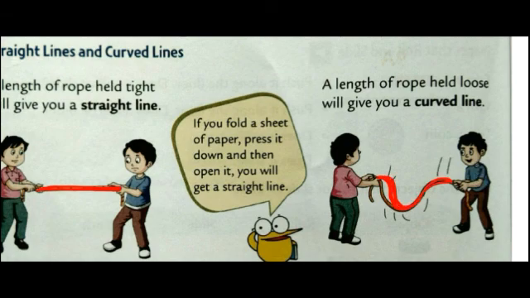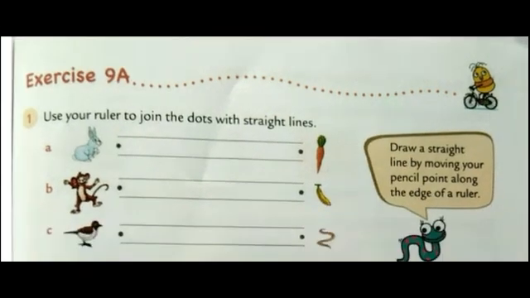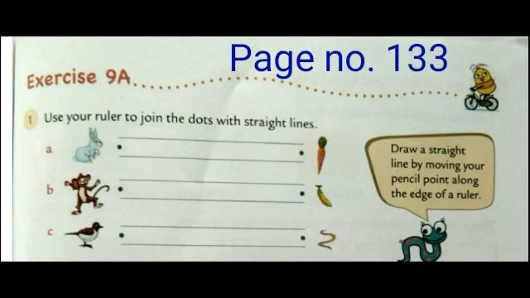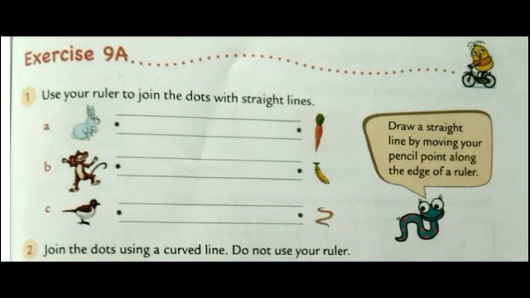Okay? So now let's do some exercise related to it. Exercise 9A on page number 133. Use your ruler to join the dots with a straight line. So here you have to use a ruler, that means a scale, to join the first dot with the second one. Okay? So how will you do it? You have to join the first dot with the second one. And see, it forms a straight line.